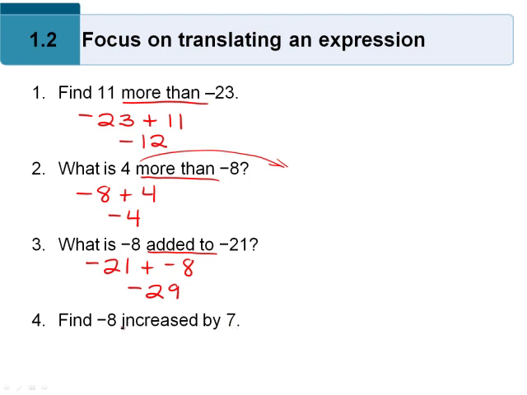Well, for once we have one that goes right in order. Negative 8 increased by 7 can just be translated to negative 8 plus 7. Okay?